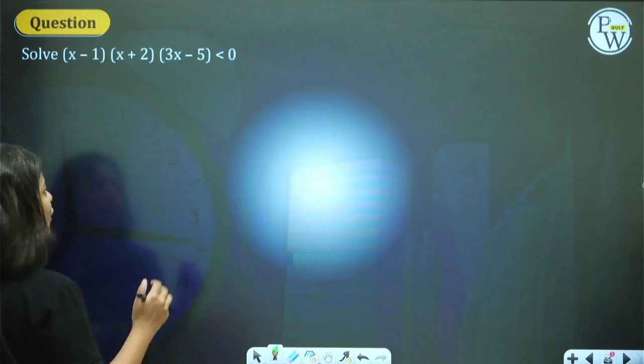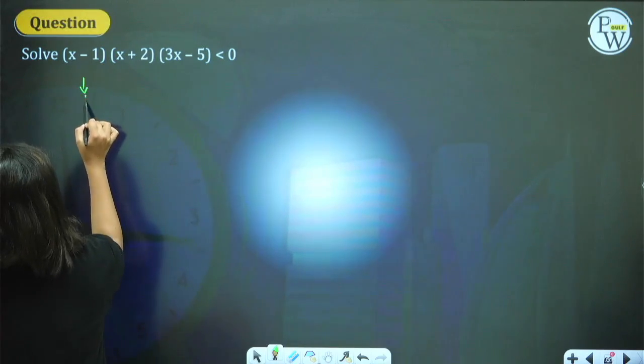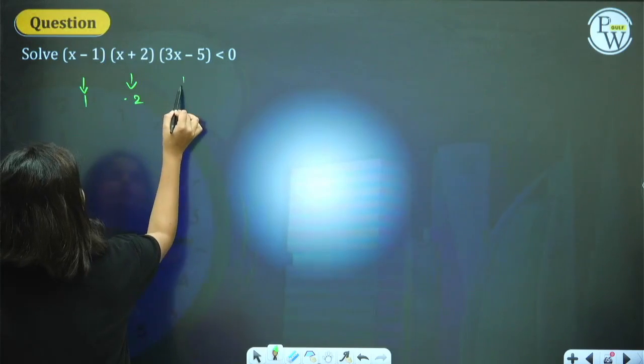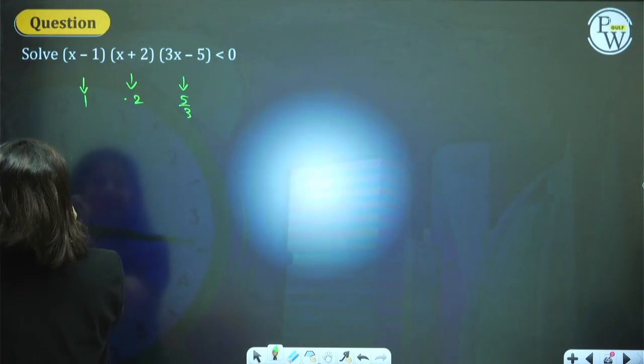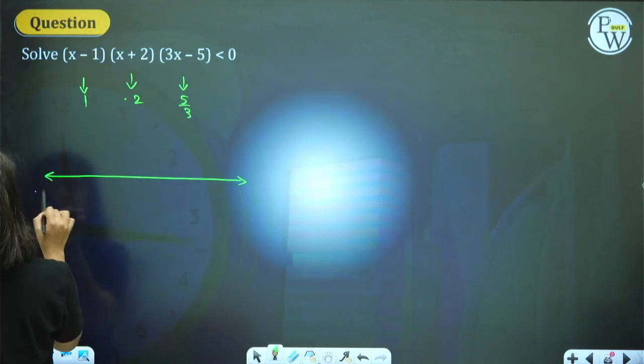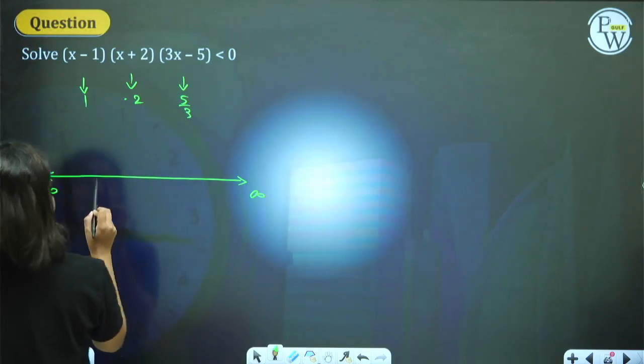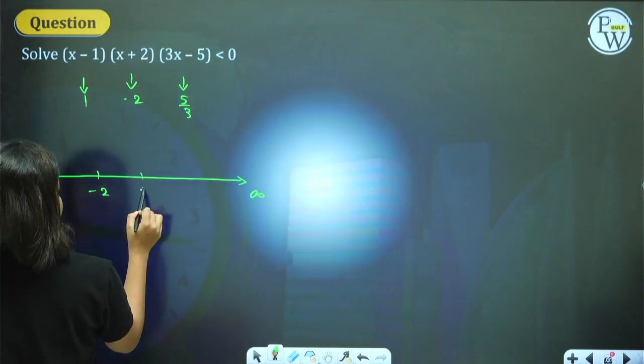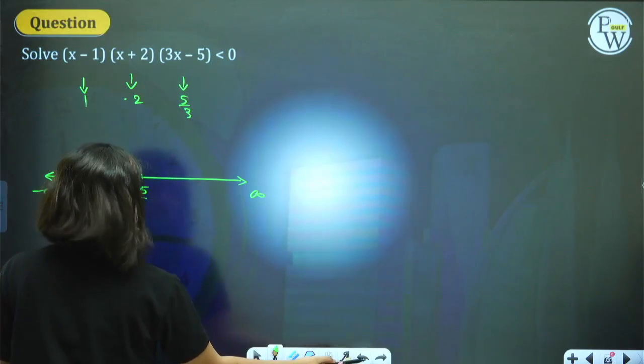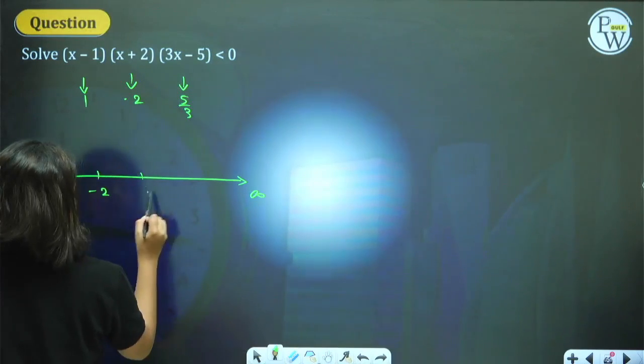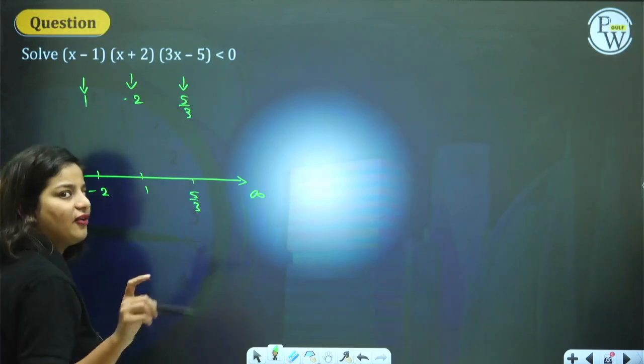Next, (x minus 1)(x plus 2)(3x minus 5) less than 0. Again, you have to solve. Put each term equal to 0, we will get 1, minus 2 and 5 by 3. Guys, shortcut, yaar. This is not in CBSE; you don't have to write the steps. Come on. Smallest number minus 2, then 1, and then 5 by 3. 5 by 3 is bigger than 1, right?